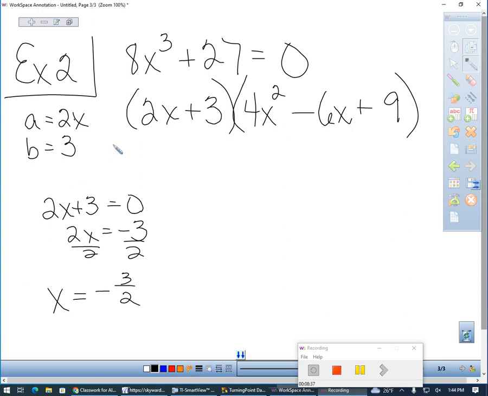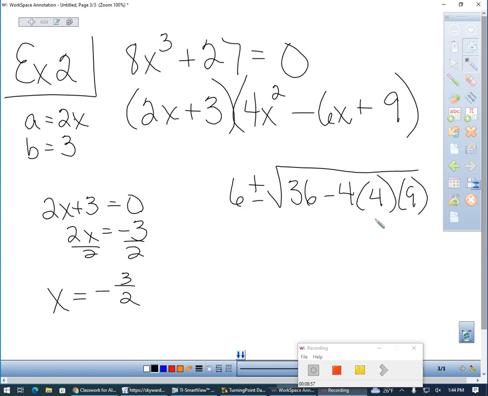But I still have to get 2 more answers, because I've got to solve 3 of them, right? Quadratic formula. Negative b is going to make that a positive 6, plus and minus the square root of b squared minus 4 times a times c all over 2a. So underneath that square root, I got negative 108. I hope everybody else got that too.